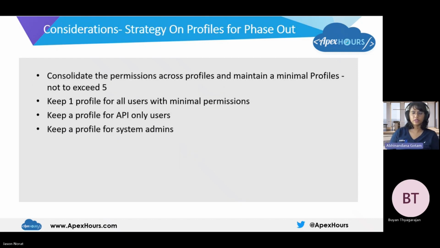And let's talk about considerations on the strategy for phasing out. So this slide explains how we can roll out in phases. Now, consider consolidating the existing profile permissions, and let's try to keep the number of profiles to a minimum so that the number doesn't exceed, let's say, 5. Then maintain one base profile for all users with minimal permissions. You can maintain a profile for just the API only user, and you can maintain a profile for system admins.